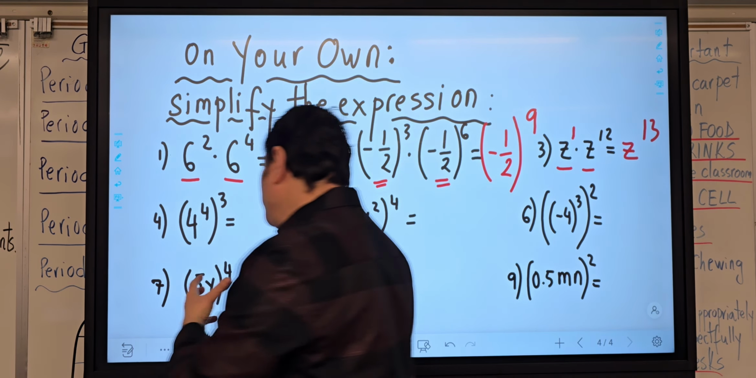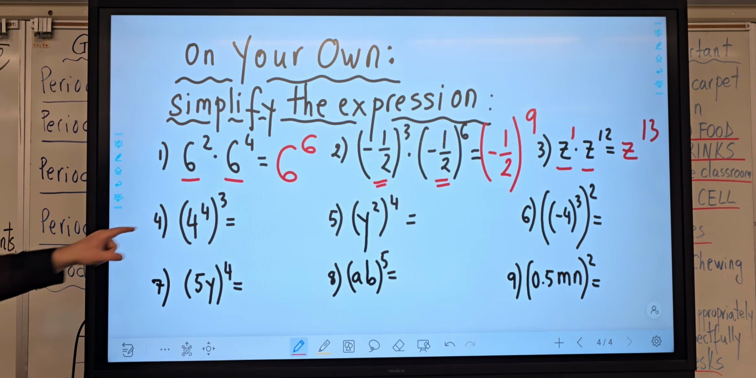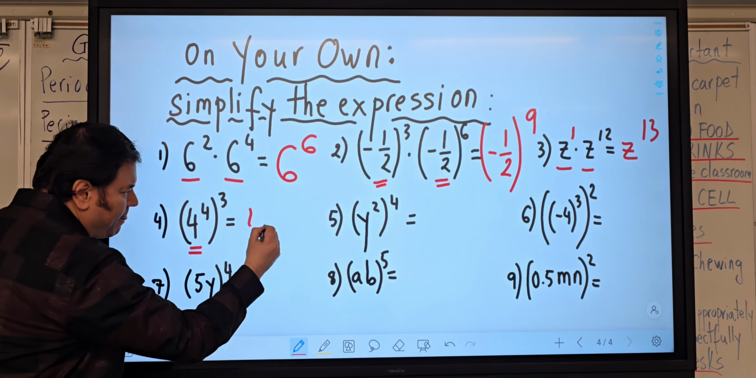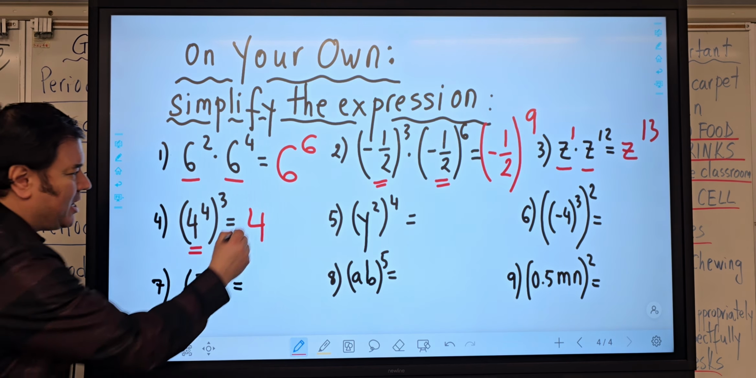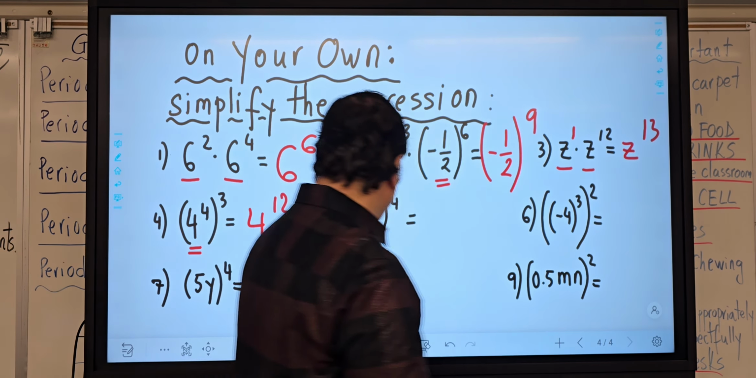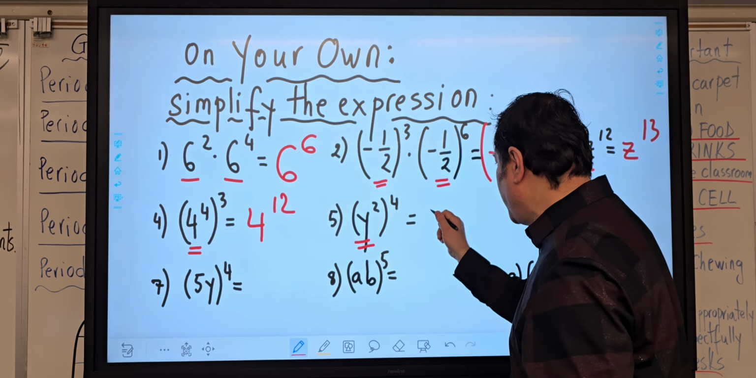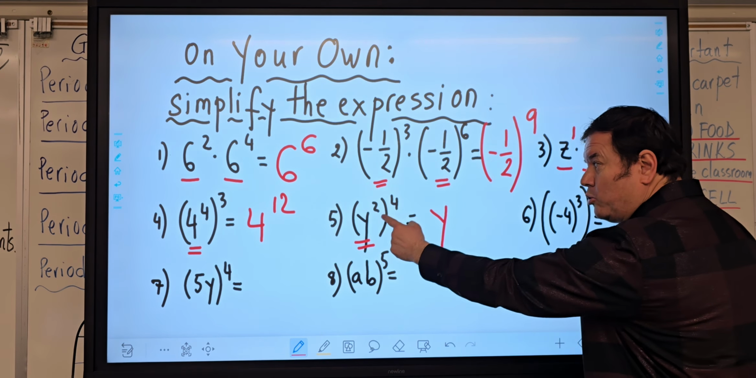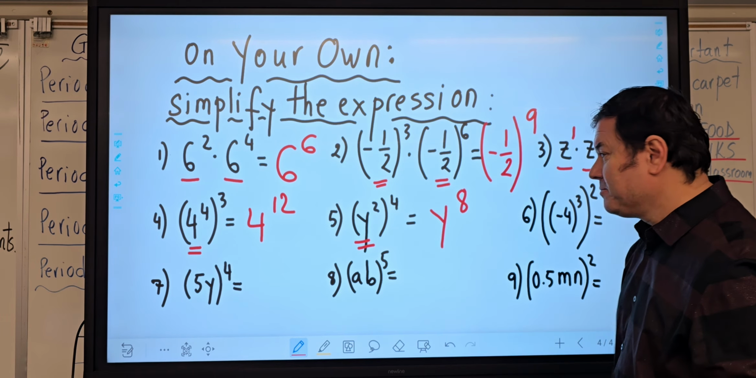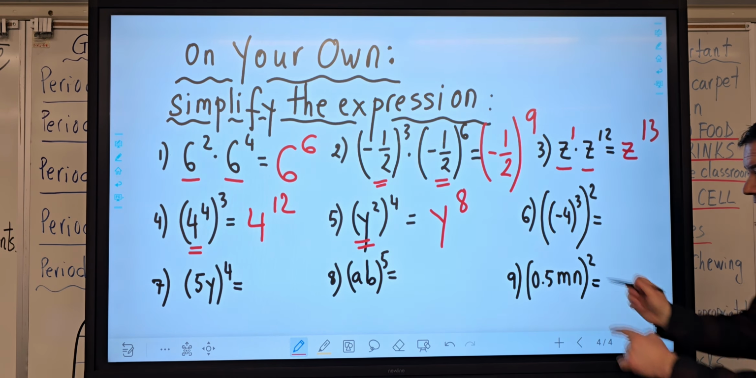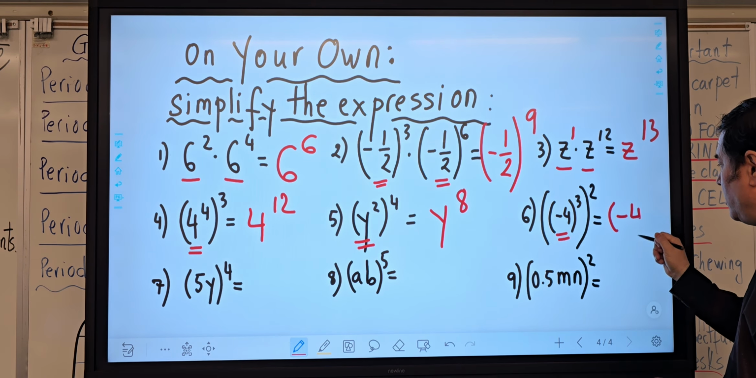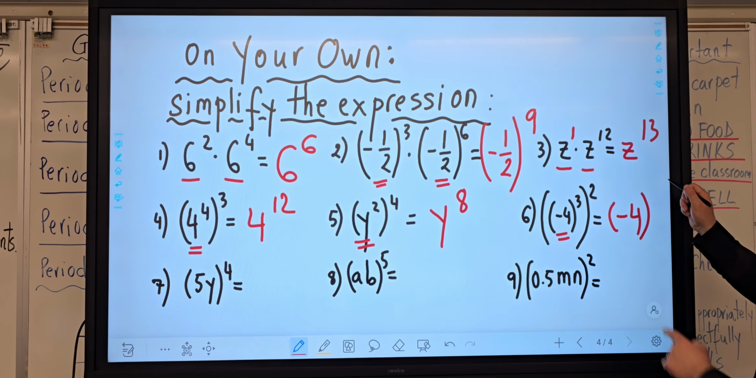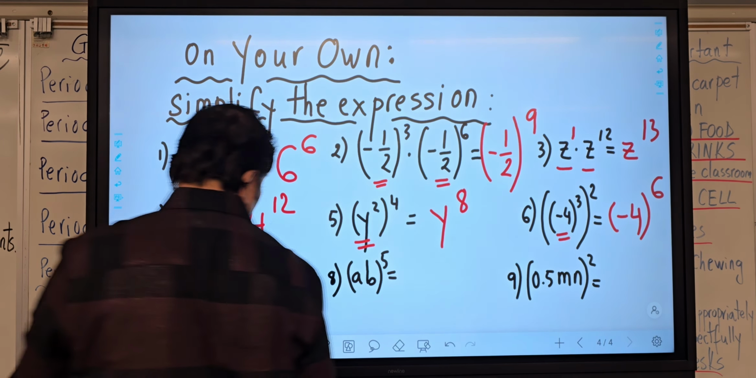Let's continue now. Now we are going to use the property called power of a power. Power of a power property. In this case, we keep the base, which is 4. And here we are multiplying. We are going to multiply the exponents. 4 times 3 becomes 12. The same thing for 5. Keep the base, which is y. And then we are going to multiply. 2 times 4 equals 8. Let's continue. The same thing. In this case, the base is negative 4 within a parenthesis. So negative 4. And let's multiply the exponents. 3 times 2, 6. I hope you got the same answers.